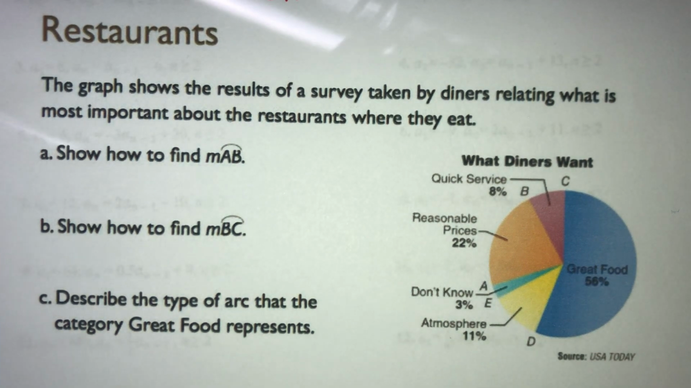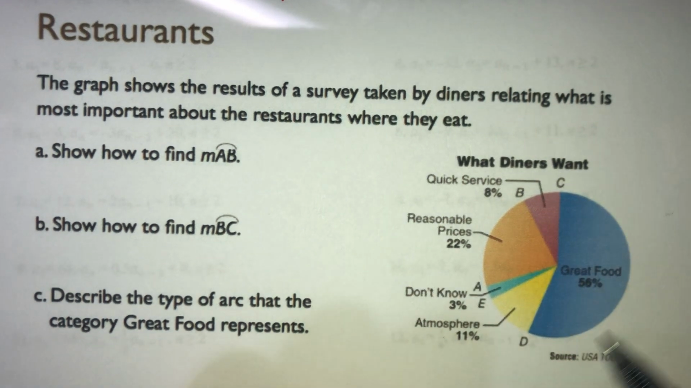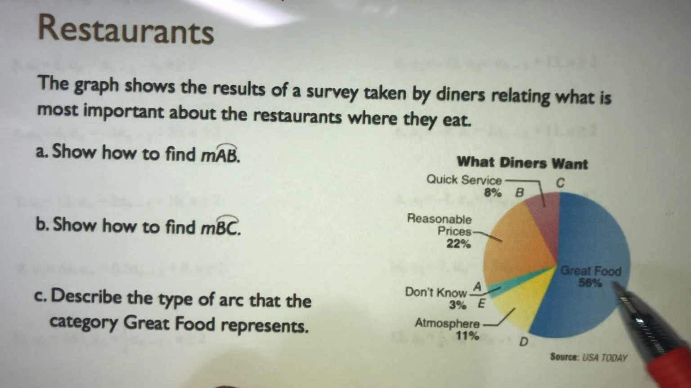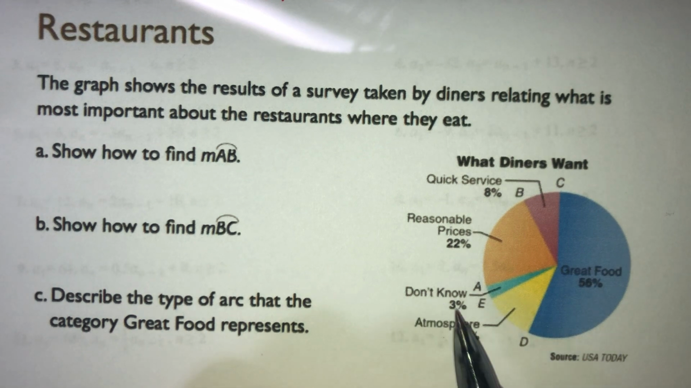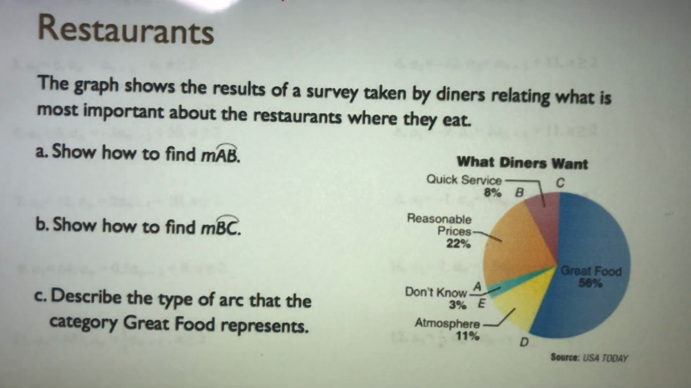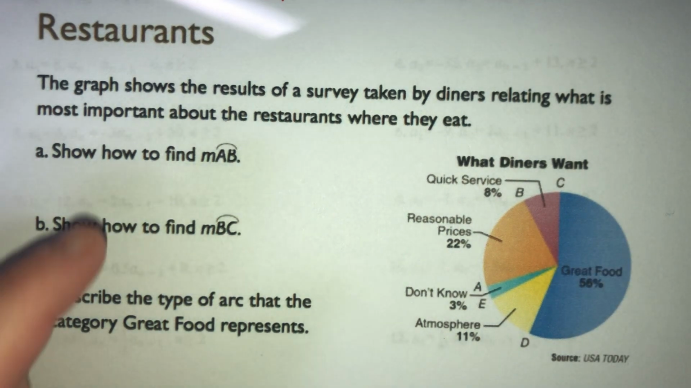All right, last question of the notes. Restaurants. The graph shows the results of a survey taken by diners relating what's most important about the restaurants where they eat. So all this stuff like how great the food is, how important is that when you eat, how quick is the service, how reasonable are the prices, is it expensive? Some people say, I just don't know. I don't know what affects what I like about it. The atmosphere, is there live music, right? So this is what they kind of told in the survey.